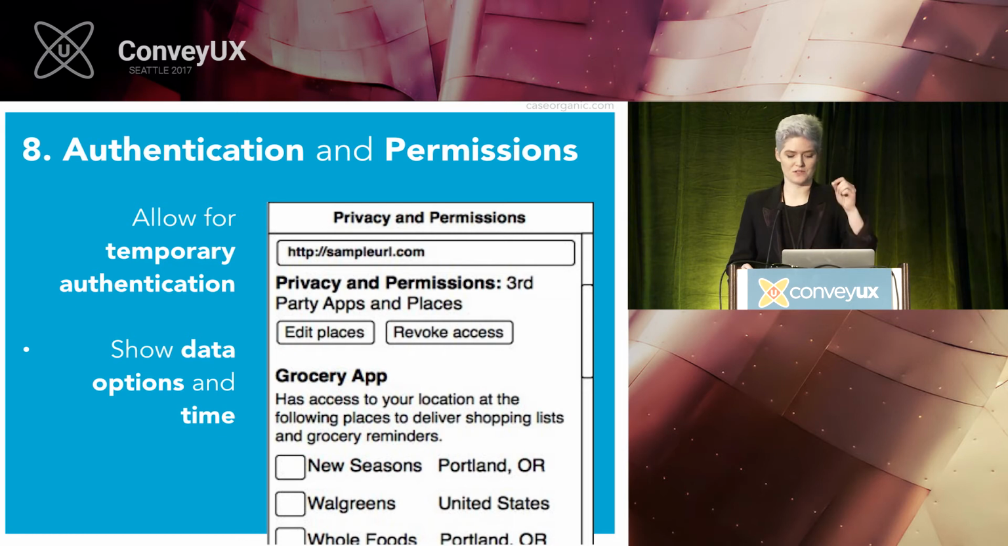So if it's New Seasons or Walgreens or Whole Foods, it could be Walgreens anywhere in the United States. It could be New Seasons in just Portland, Oregon, Whole Foods in just Portland, Oregon. And that way it's only grabbing my location when I'm at those stores. It's not storing any of that location data if I'm not at those stores, and I know what it's being used for.